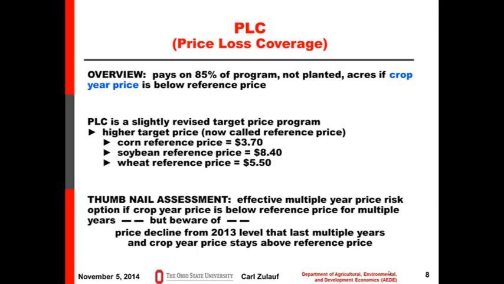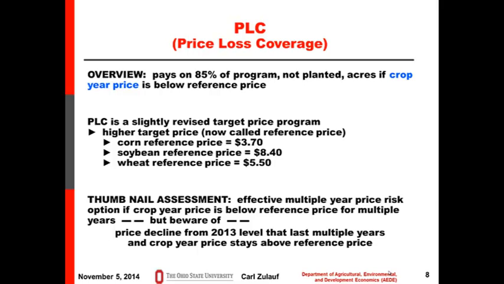To reiterate, this is a price loss program. It's exactly what the name says, price loss coverage. It only makes payments if this crop year price is below the reference price. So this means for 12 months, the corn price must average below $3.70. As I said previously, I believe PLC is an effective program against multiple years of price risk where price is below the reference price for those multiple years.